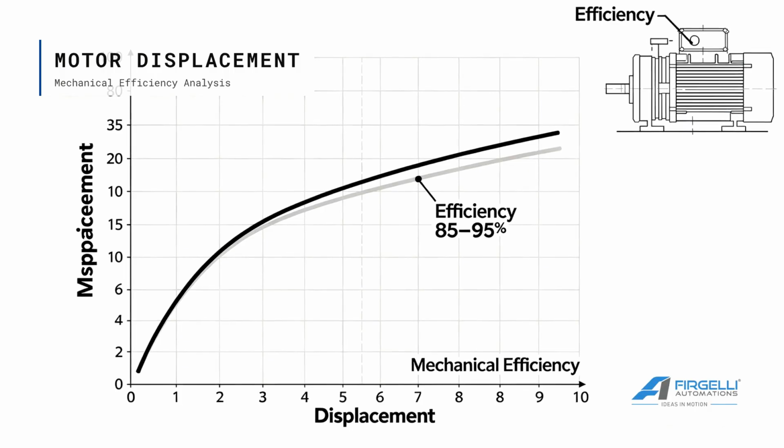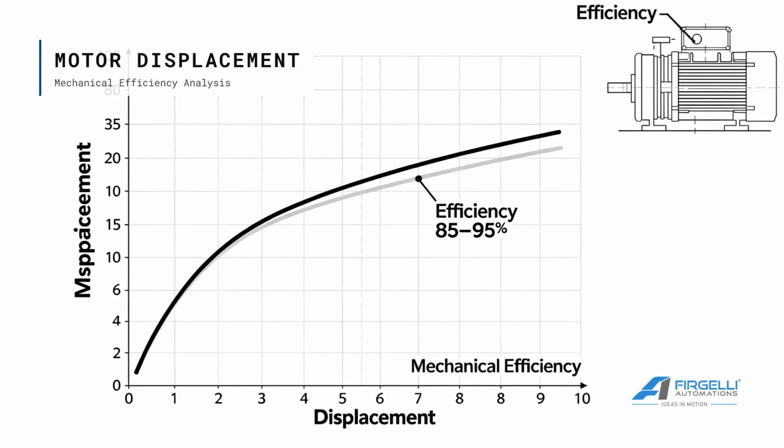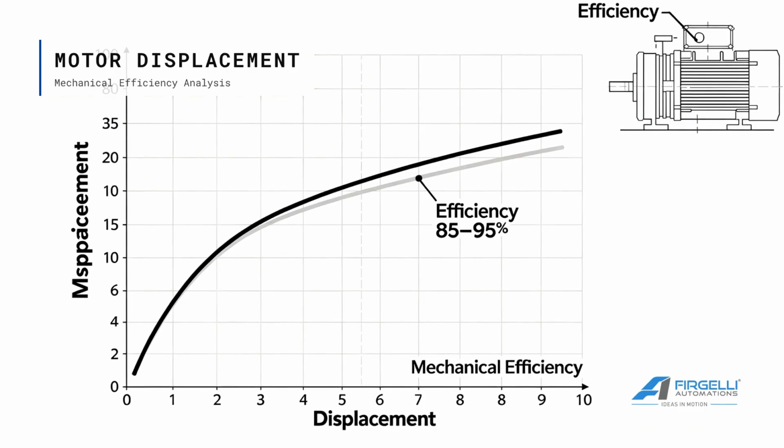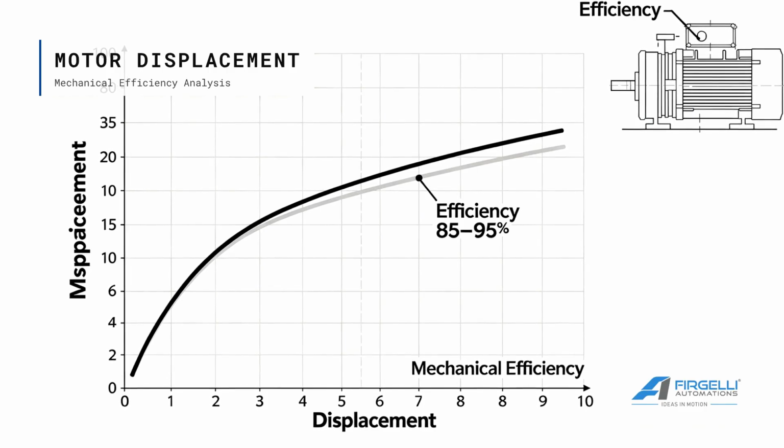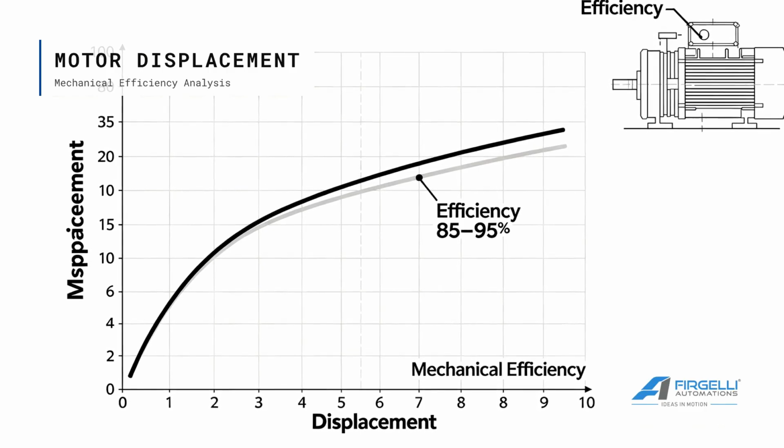Third is mechanical efficiency, which accounts for internal friction losses. Most hydraulic motors run between 85 and 95% efficiency when new.